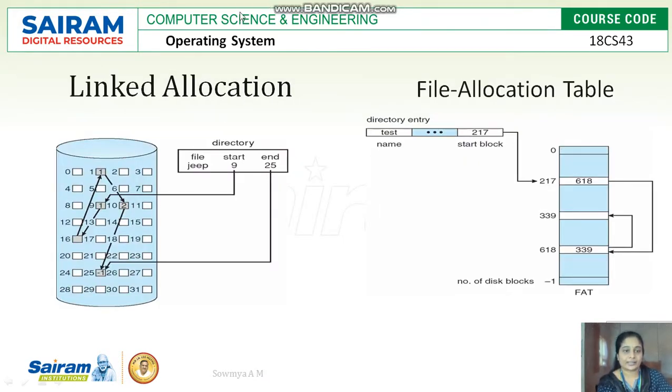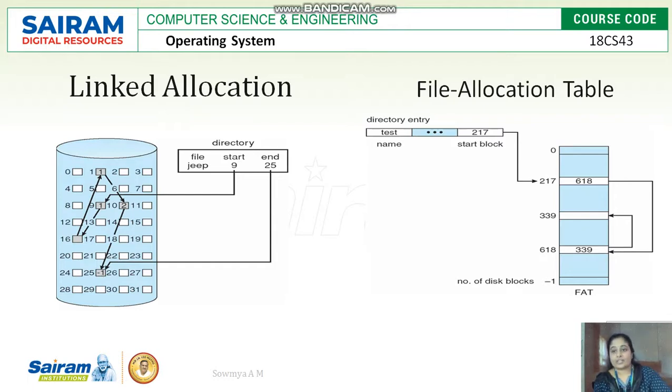If I take the example of linked allocation for the file jeep, it starts at 9 and ends at 25. So this is the starting block and the end block. The first block will have the next block's link address. The first block is at 9, the next block is, as we see by the arrow, 16, then 16 to 1, 1 to 2, then 2 to 25. At block 25, instead of a next block's address, it will end with a null pointer.